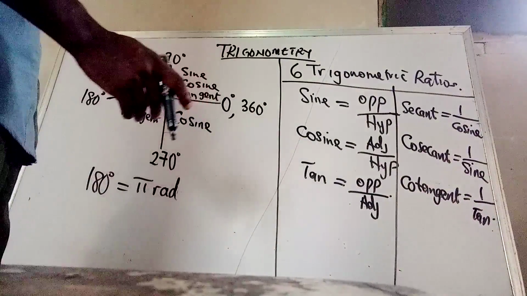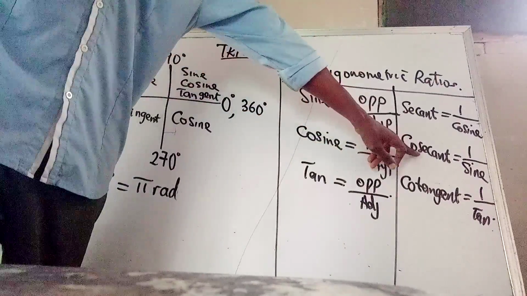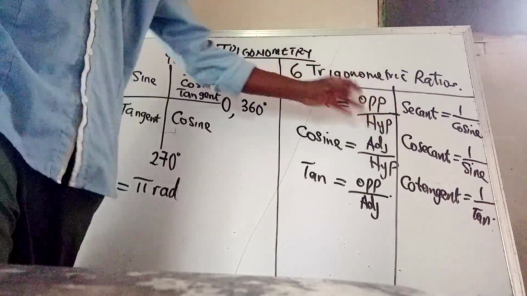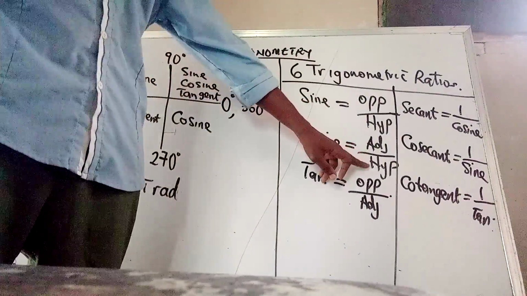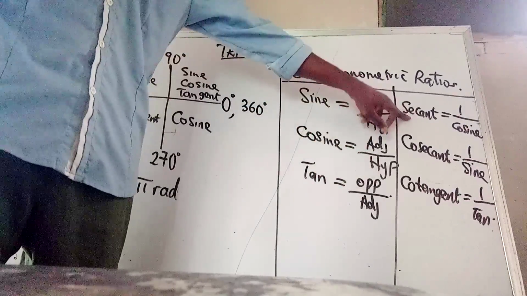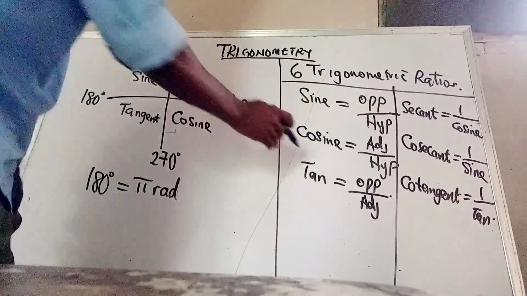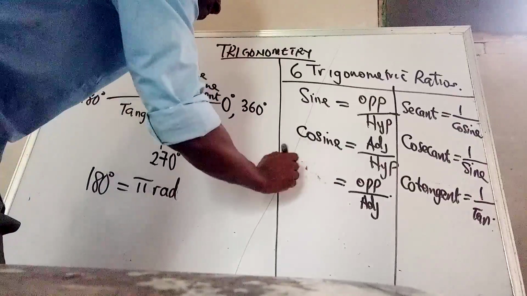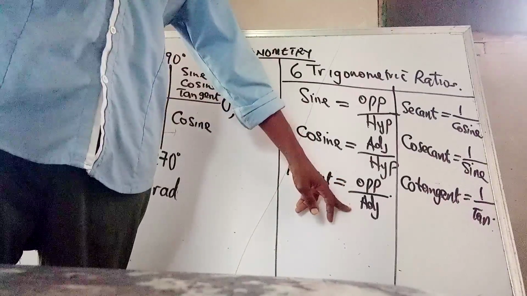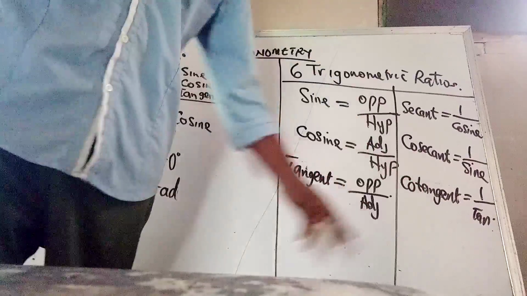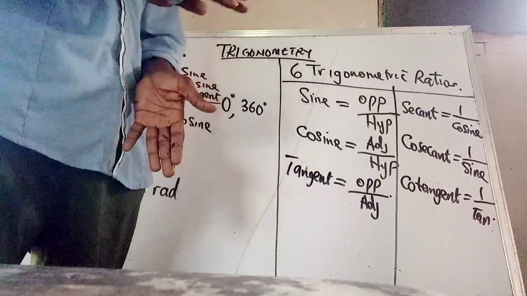So if you understand this, what I mean is that when sine is opposite over hypotenuse, cosecant will be hypotenuse over opposite. That is the meaning. Cosine is adjacent over hypotenuse. Definitely, secant will be hypotenuse over adjacent. The same thing with tangent. Tangent is opposite over adjacent. That means cotangent, which is 1 over tangent, will be adjacent over opposite. That is what we mean by reciprocal.